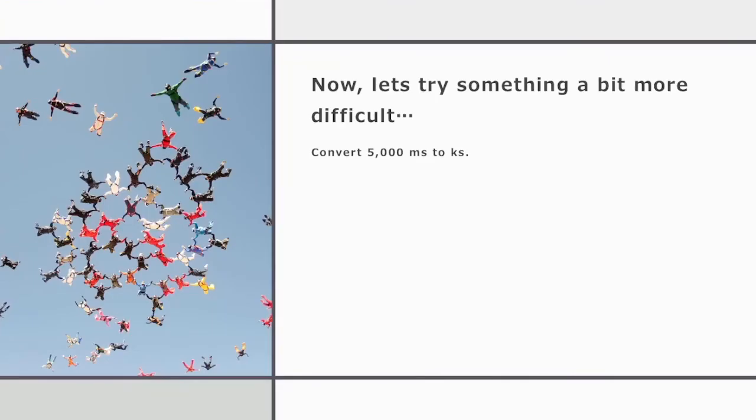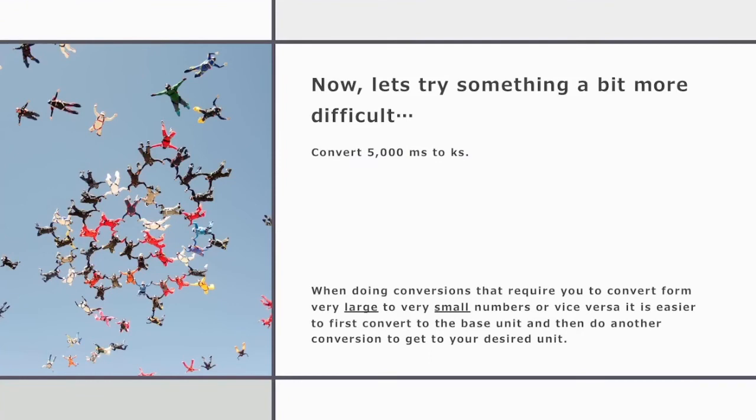Okay, so now let's try something that's a little bit more difficult. I want to be converting 5,000 milliseconds to kiloseconds. In this case, we're going from something that's really small to a unit that represents something that's really large. And when we do this, the easiest way, when we're not just moving the decimal around, is to first convert to your base unit. And our base unit here is seconds. So seconds is my base unit. And I'm going to first convert from milliseconds to seconds, and then I'm going to convert from seconds to kiloseconds.